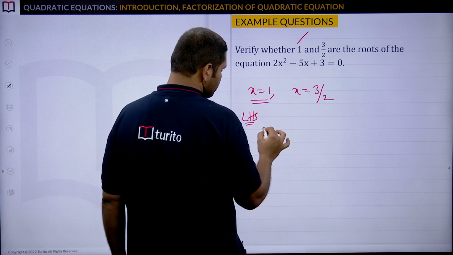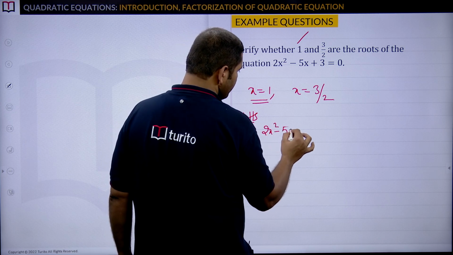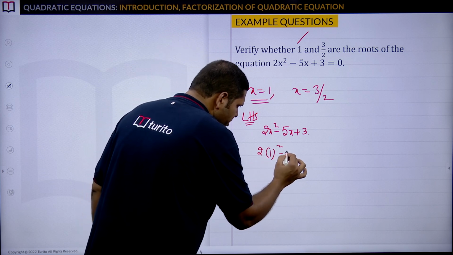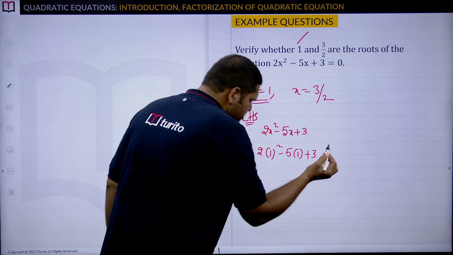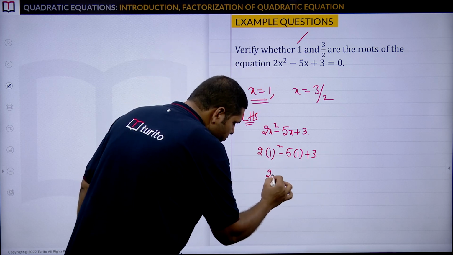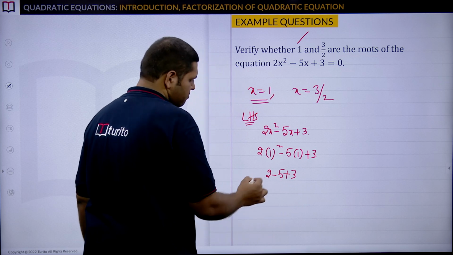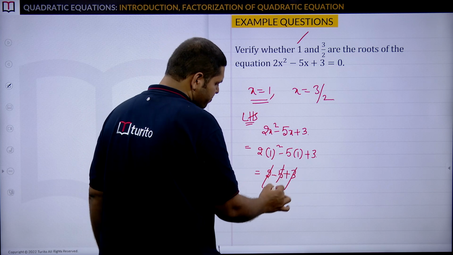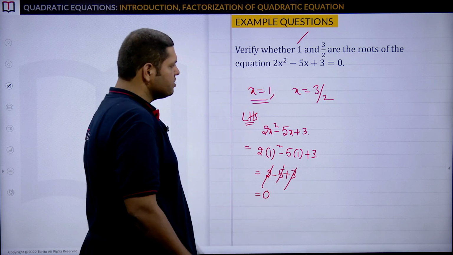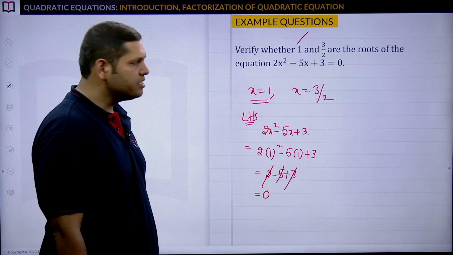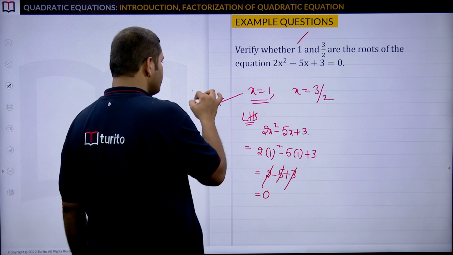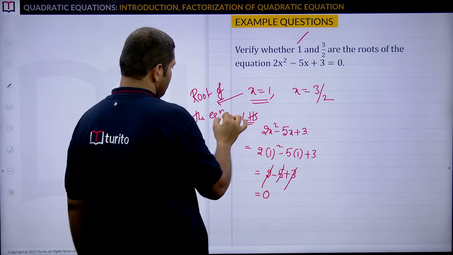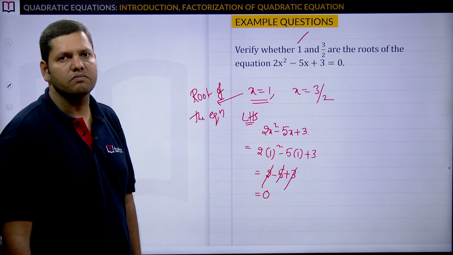So, take the LHS, children, this is what? 2x square minus 5x and this is plus 3. So 2 into x square means you can write 1 square, this is 5 into 1, this is plus 3. So 2 into 1 square is 2 and this is minus 5 and plus 3. Children, 2 plus 3 is 5 and minus 5. So everything is cancelled. Children, can I say x is equal to 1 is a solution? Otherwise, can I say x is equal to 1 is a root of the equation? So I can say it is a root of the equation.